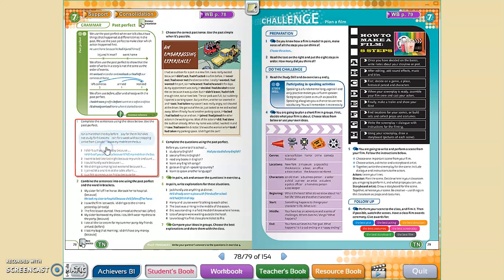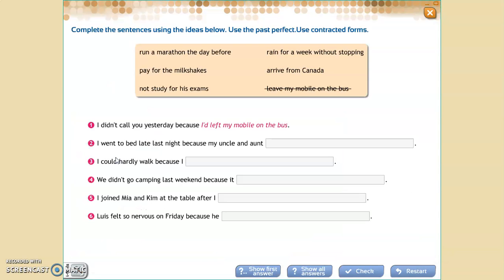Okay, so here I'm going to click on the exercise that says complete the sentences using the ideas below. Use the past perfect, use contracted forms. Okay, so for example, the number 1: I didn't call you yesterday because I'd left my mobile on the bus.